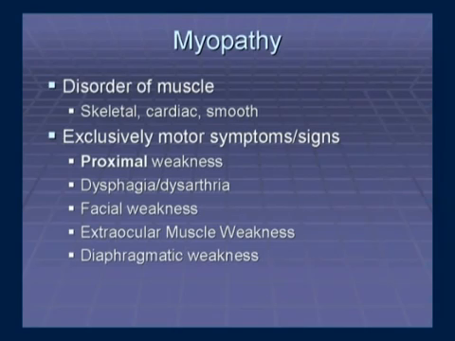Moving on, myopathies. Like motor neuron diseases, these are purely motor in nature. This is a disorder of the muscle. The main types of muscle are skeletal, smooth, and cardiac. Cardiac is the easiest. It's the muscle of the heart. A heart attack is a myocardial infarction, an MI. That's basically when that heart muscle dies. The heart is pumping blood, so if you lose that muscle, you've got a problem.